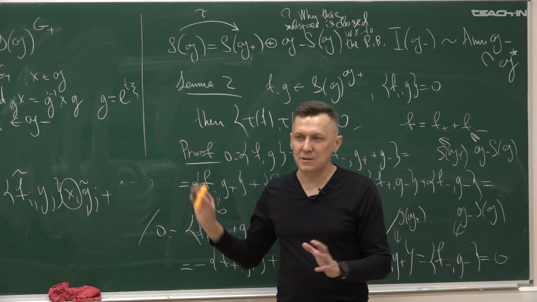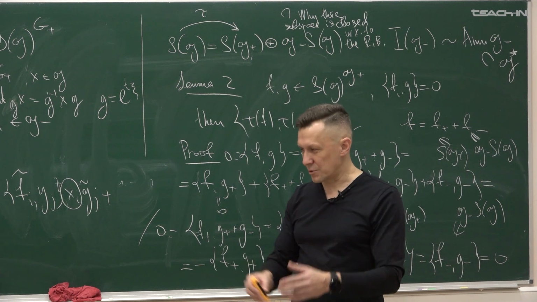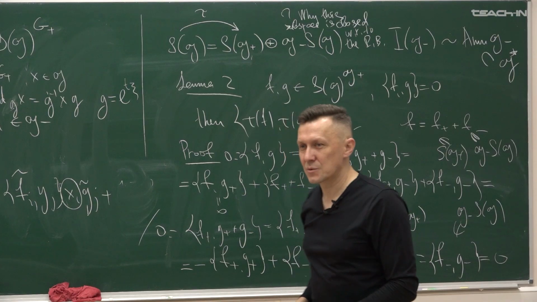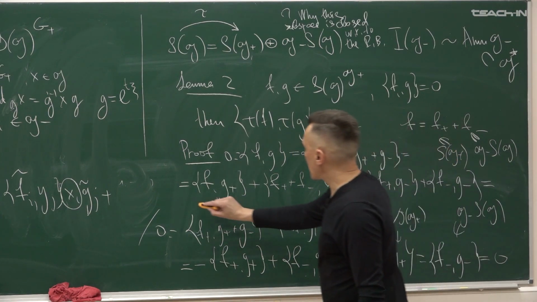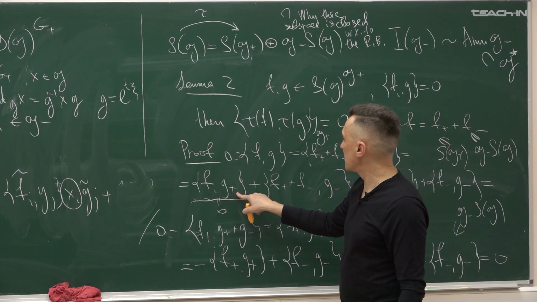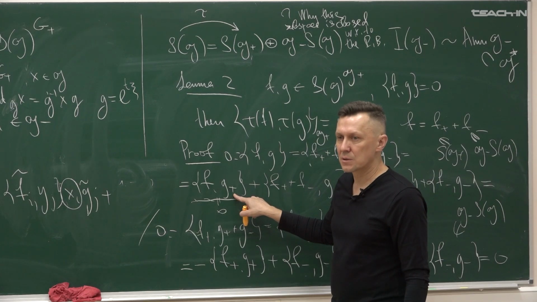There are both sides in this picture. You can choose the language, but this is the simplest one, in my opinion. So, is it more or less clear that this means that f is a G plus invariant function?